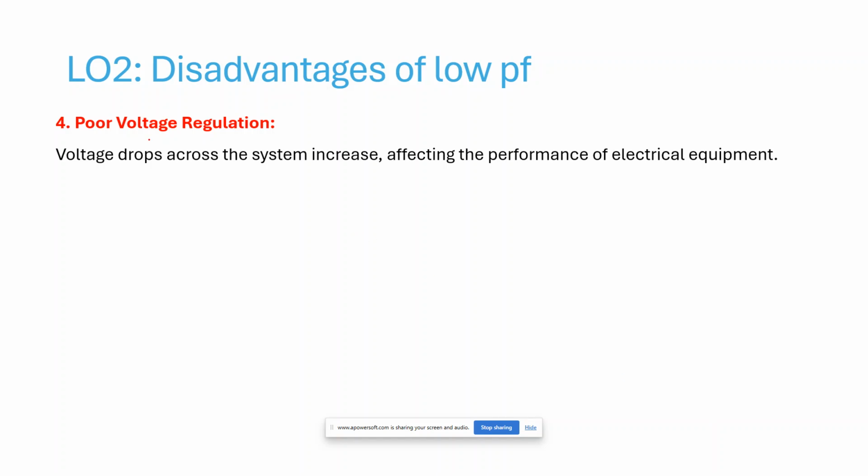Next, poor voltage regulation. So what is voltage regulation? Suppose this is the sending end voltage of the transmission line, and here is the receiving end voltage, and the voltage drop is Vs minus Vr. This voltage drop will increase if the power factor decreases. How? Because if the power factor is decreased, the current is increased. If the current is increased, then the voltage drop IR will increase, and it will reduce the transmission voltage. So whatever receiving voltage we get will not be the standard value. It will be a reduced value.